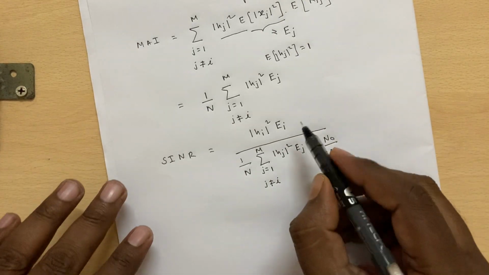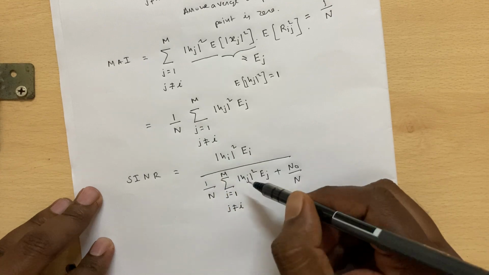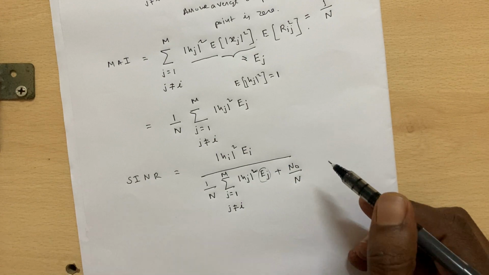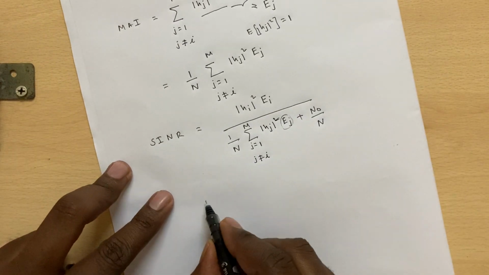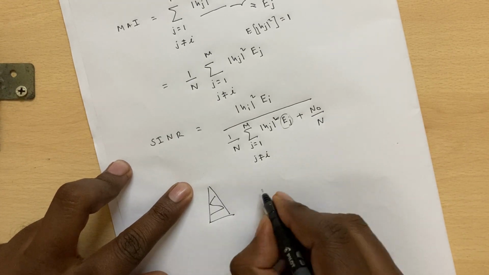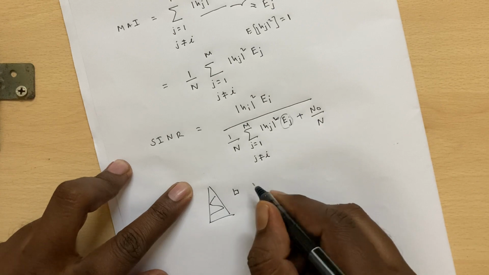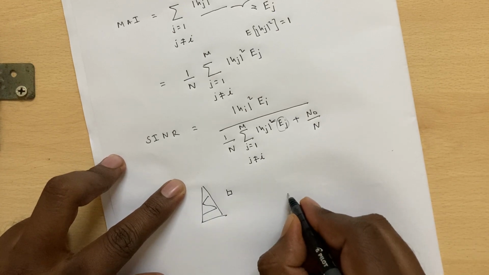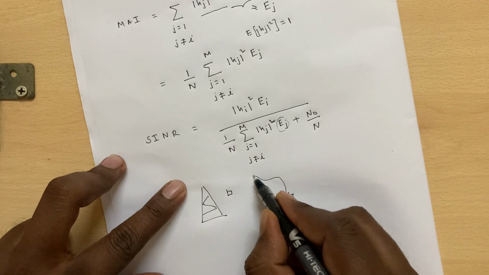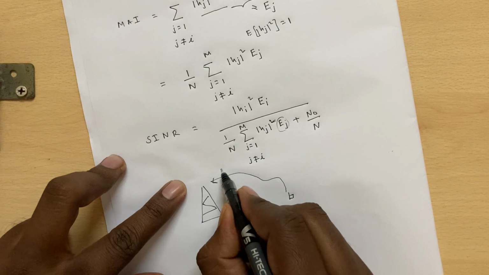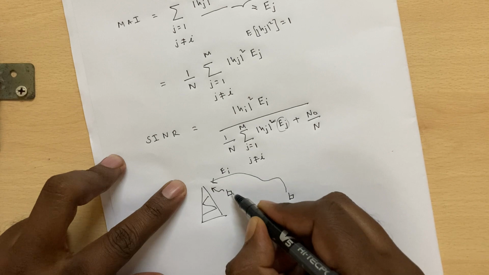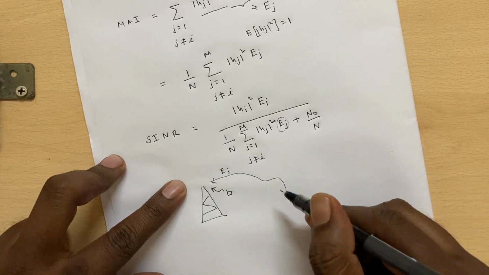So if you see, in detecting the ith user's symbol, the other users' power actually plays a role here. In uplink scenarios, it may happen that some users are very close to the base station, and some users are far away from the base station. The users who are far away from the base station will have a much smaller received power than the users who are close to the base station.